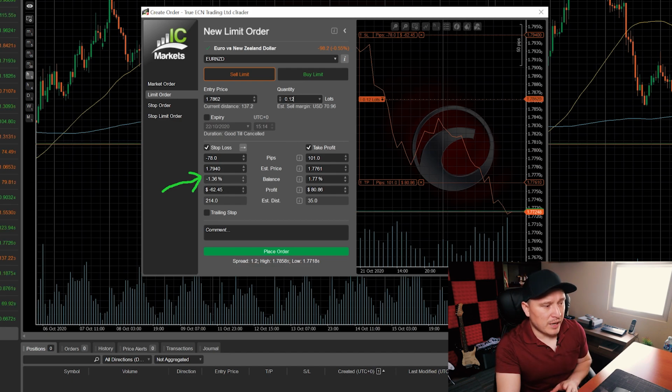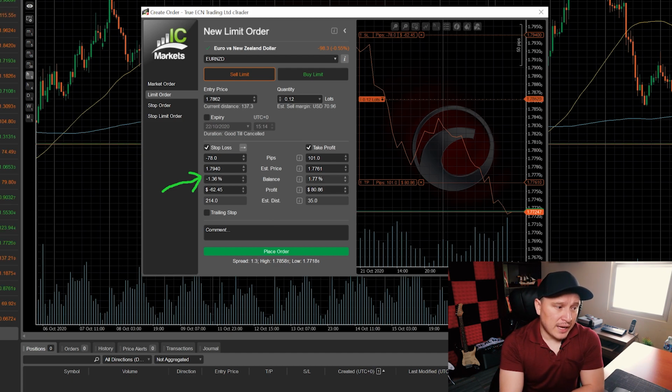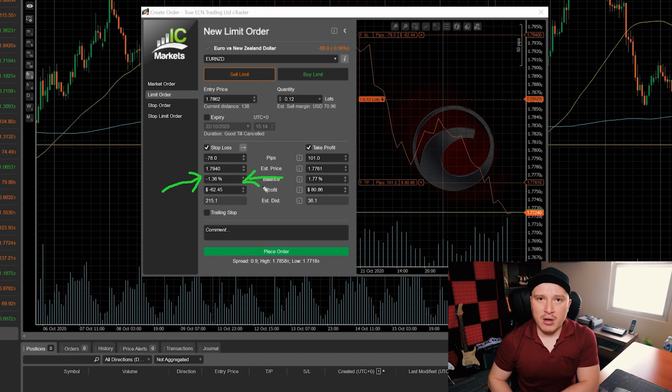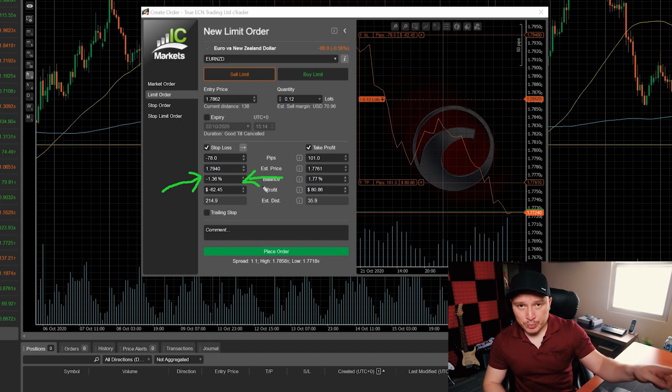And as you can see, my risk, or the amount that I'm willing to lose, is actually 1.36%. Therefore, my opposite, which is my profit, is 1.77%. Remember, this is super important. The most important aspect of a trade is not the pips, it's the risk reward, the risk percentage.